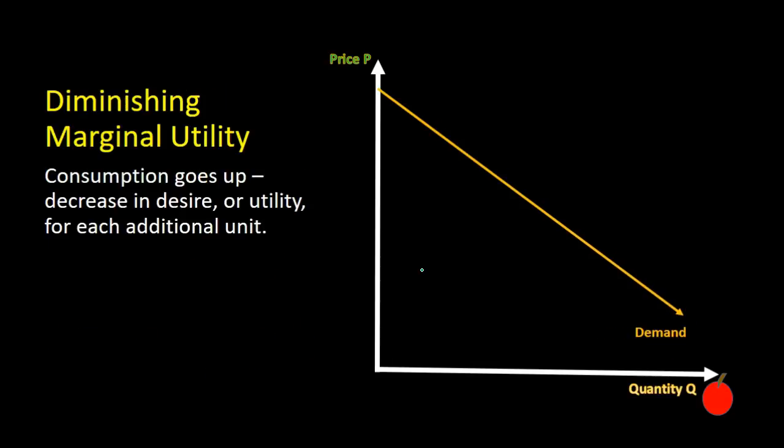Two other factors, however, are going to be significant here. One is the diminishing marginal utility. That's going to be the idea that as consumption goes up, there's going to be a decrease in desire or utility for each additional unit.